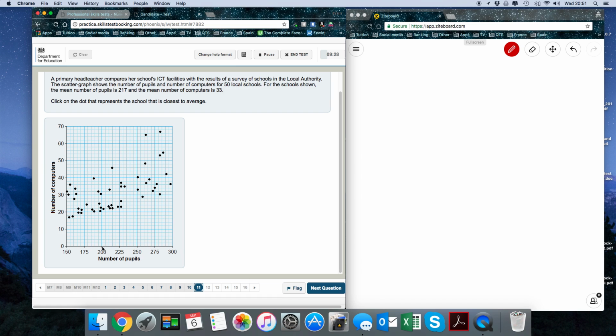So you need to be able to read this scale off. These squares are going up in fives. So it's 205, 210, 215. So 217 will be about here, where my cursor is. Now I need to go up to about 33 computers. That's a little bit easier. Again you do need to know what it's going up in. So from 30 to 40 there's 5 squares, so each square must be 2. So 33 is about here. So now that I've got my cursor in the right place, it's not difficult to then pick the closest dot. It's this one.